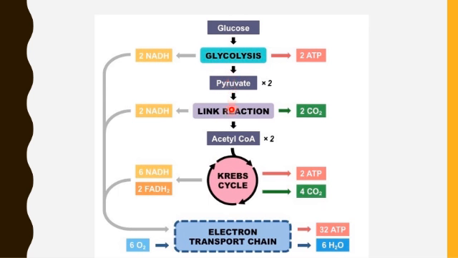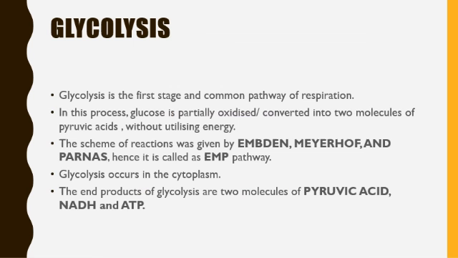Then the link reaction is there, by which acetyl CoA enters the Krebs cycle and then the electron transport chain. With this the aerobic respiration is completed. But if oxygen is not available, then the pyruvate present in the cytoplasm will convert into ethyl alcohol or organic acid, that is the anaerobic respiration. So the first step is glycolysis.